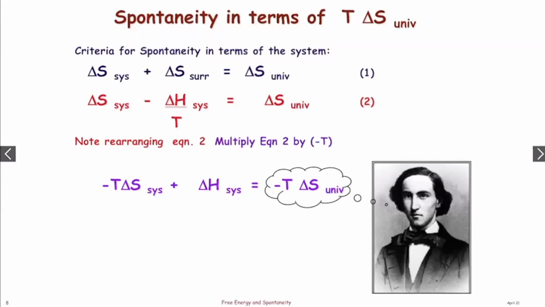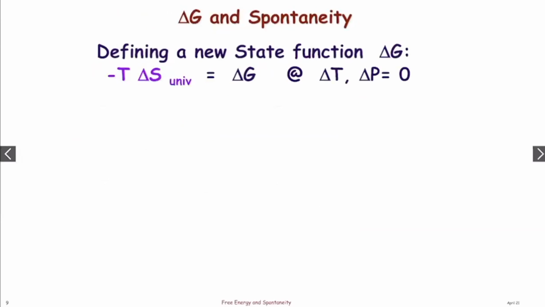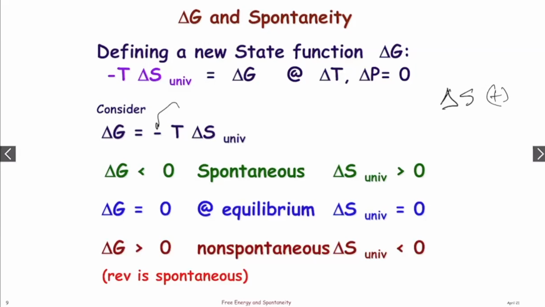Entropy of the universe times T is this new state function, which we call free energy, delta G. Remember that delta S of the universe is always positive for a spontaneous process, but there's a negative in front of that. So a positive delta S of the universe is a negative delta G. Basically, negative delta G is positive delta S, and that's spontaneous.